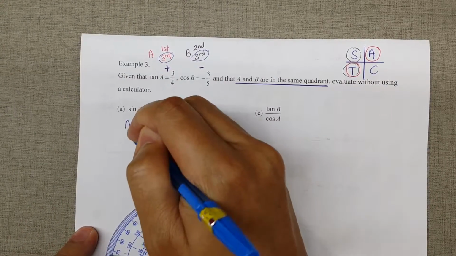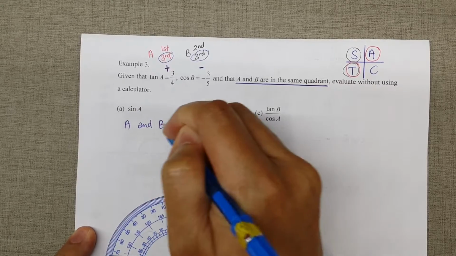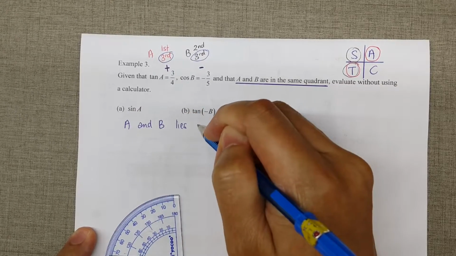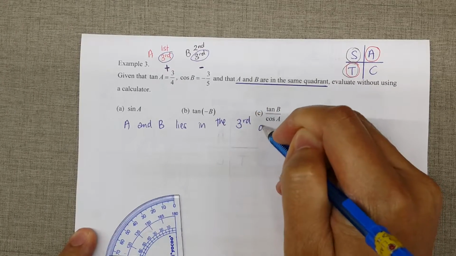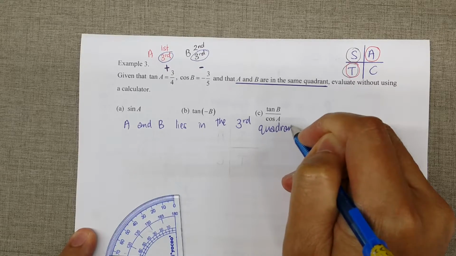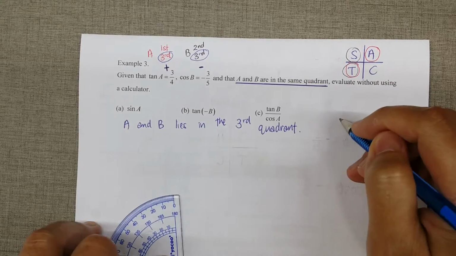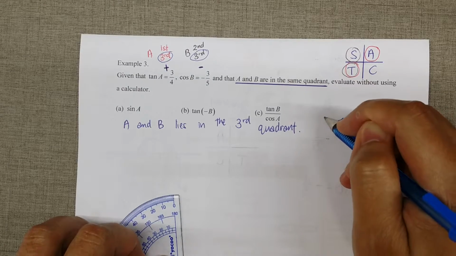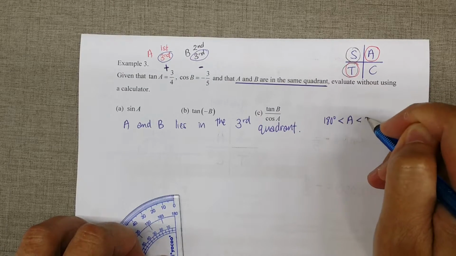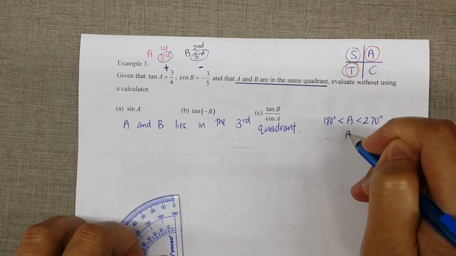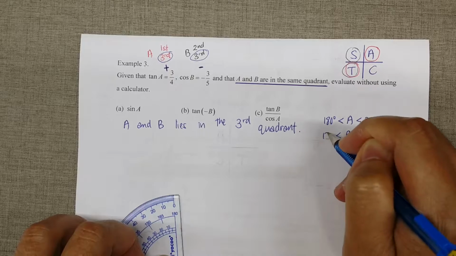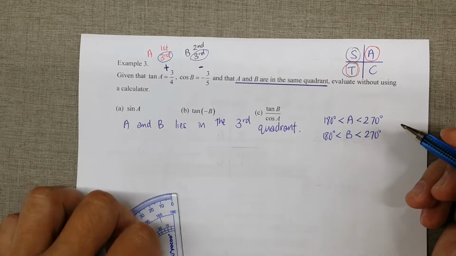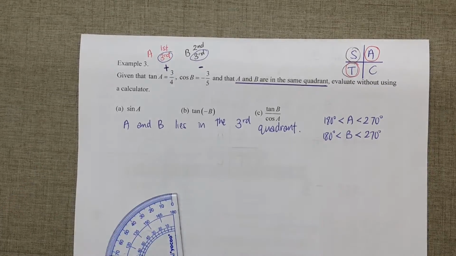Okay, so there's a bit of analysis here. I write down A and B lie in the third quadrant. It simply means that A is between 180 and 270, third quadrant, and B also lies between 180 and 270. So with this information I can continue to solve the question.